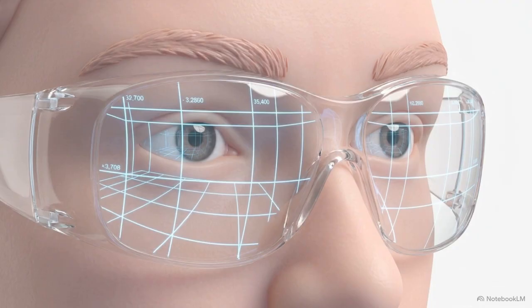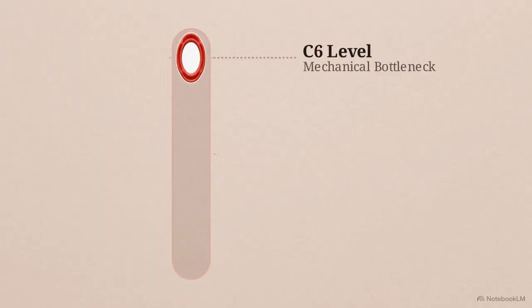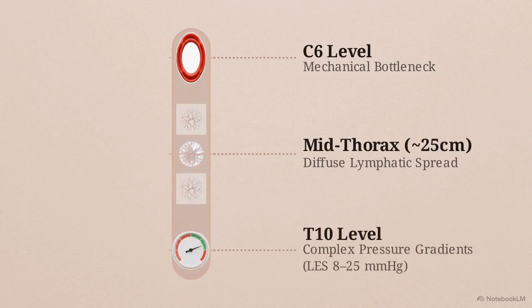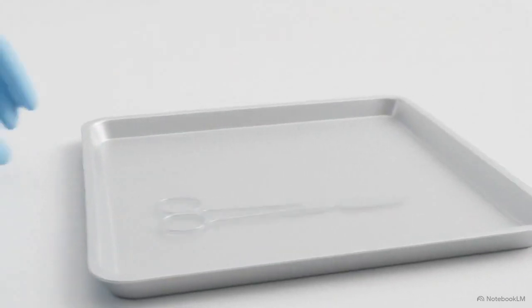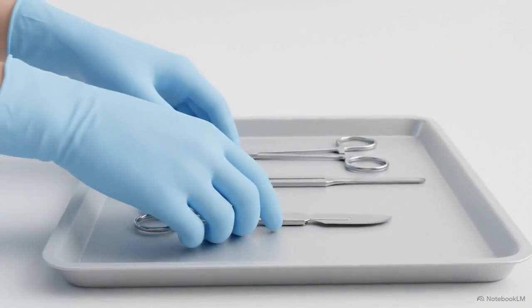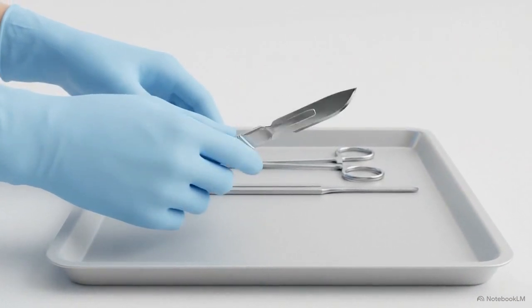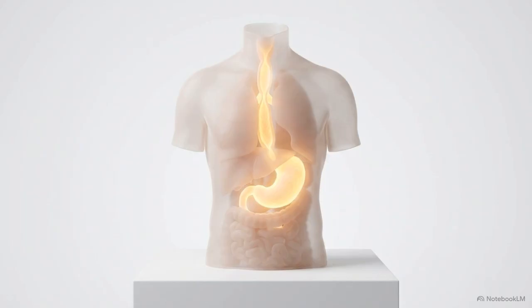Successful clinical intervention is entirely dependent on recognizing these specific spatial coordinates. We must account for the mechanical bottleneck at C6, the diffuse lymphatic spread within the mid-thorax, and the complex pressure gradients at T10. These systems dictate whether a patient requires simple observation, an emergency endoscopic retrieval, or a radical surgical resection. Masterful management of the esophagus requires a deeply intuitive, three-dimensional mapping of its unique structural vulnerabilities.